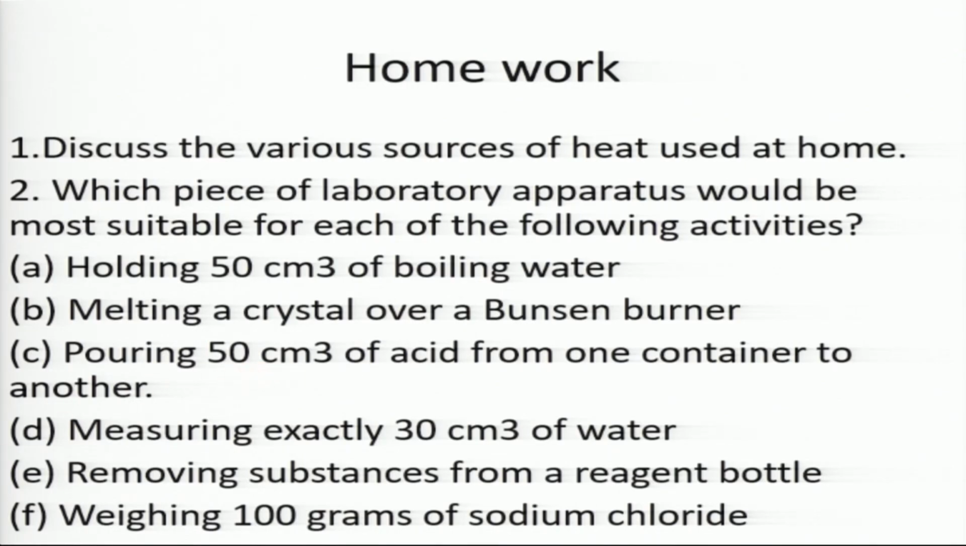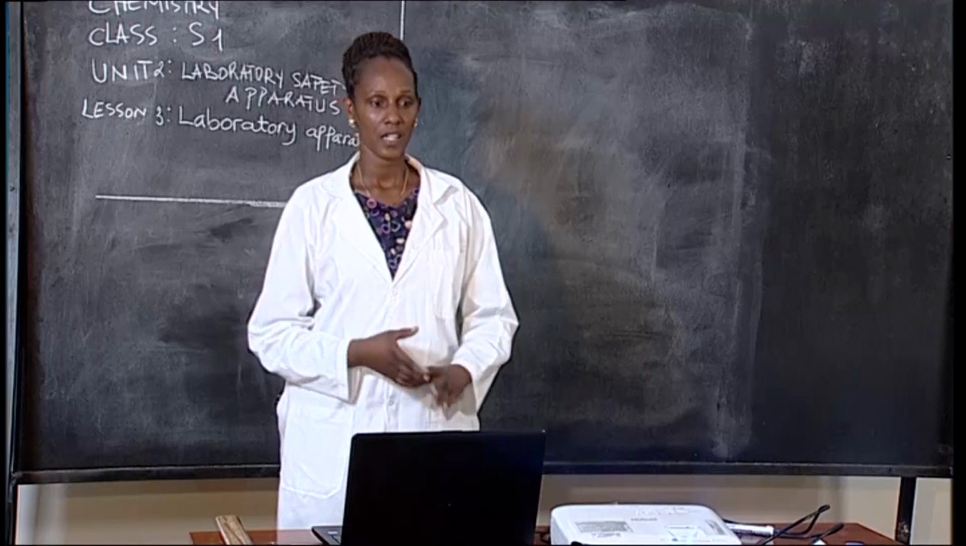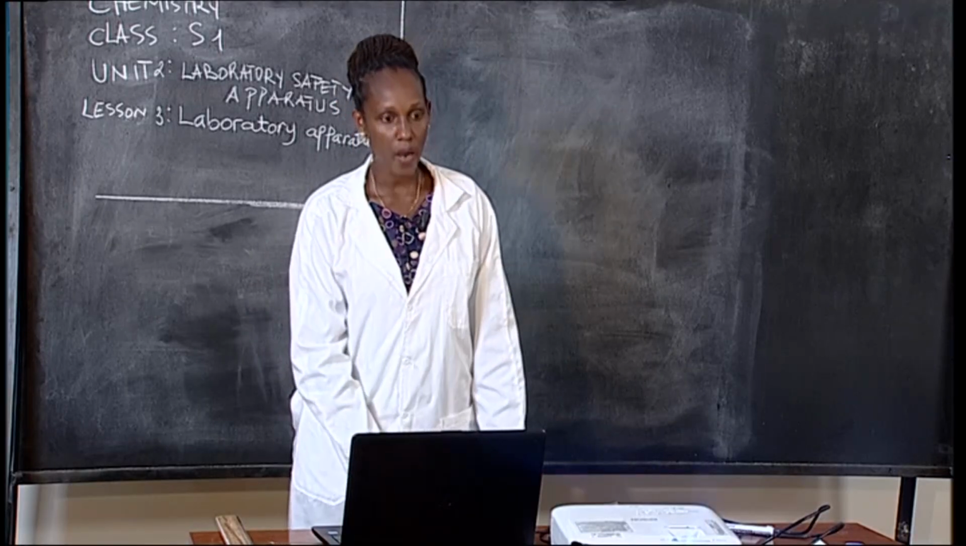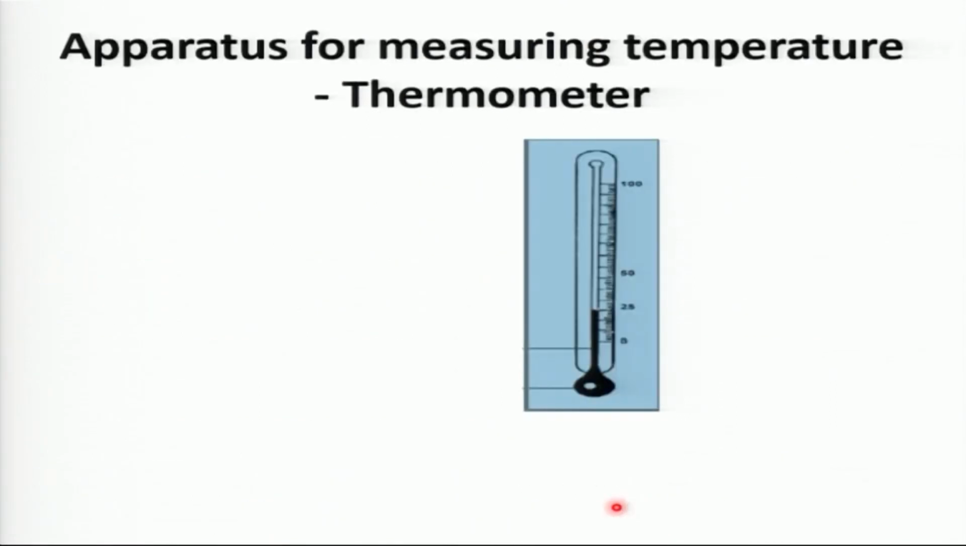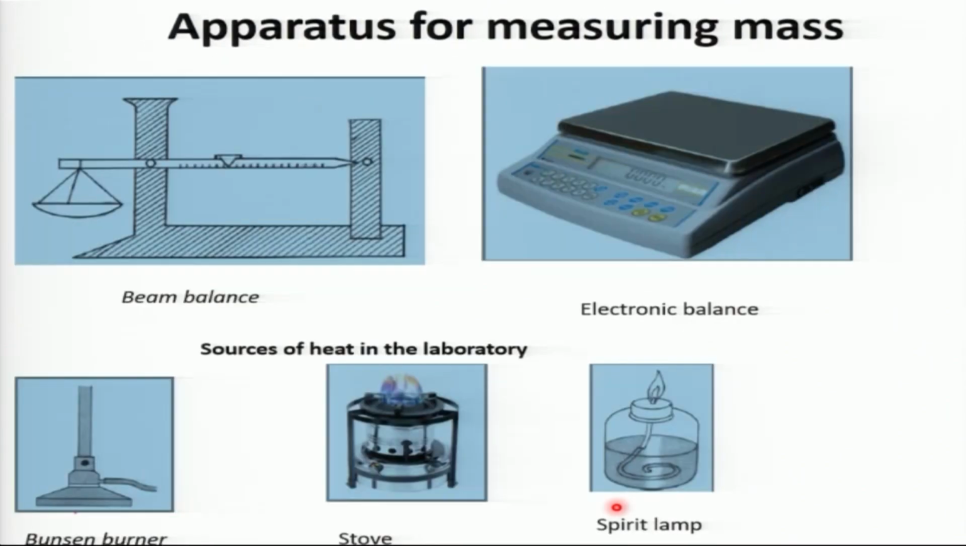Another thing is measuring exactly 30 cubic centimeter of water. What is that? The other one is removing substances from a reagent bottle. So what do you need to use? We have looked at that. And the last one is weighing 100 grams of sodium chloride. So what do you use among these? Among these we have talked about, which one do you use if you want to weigh?